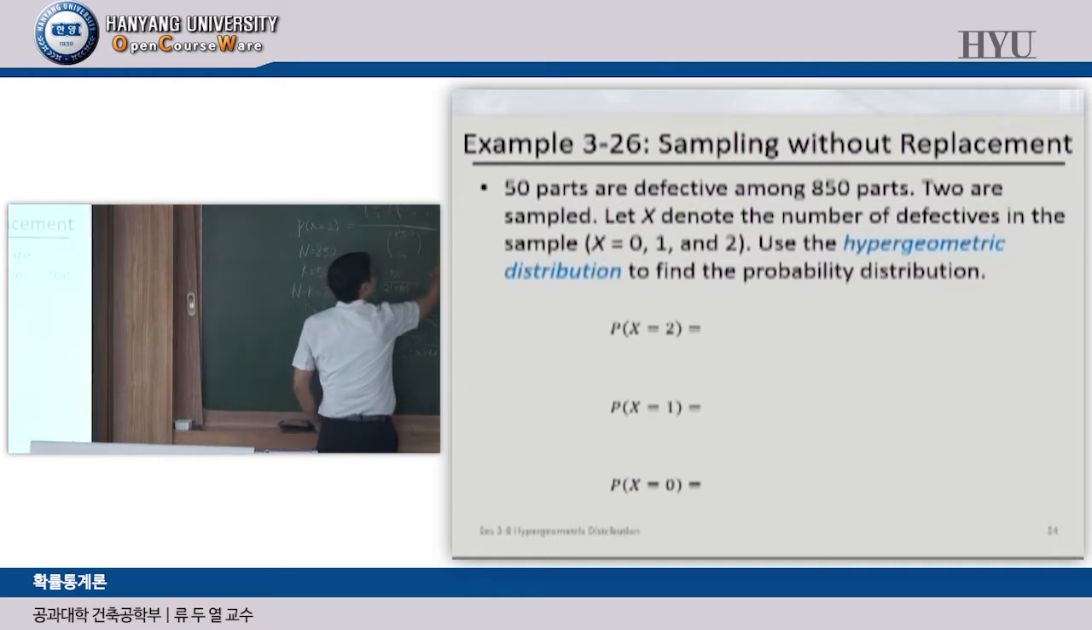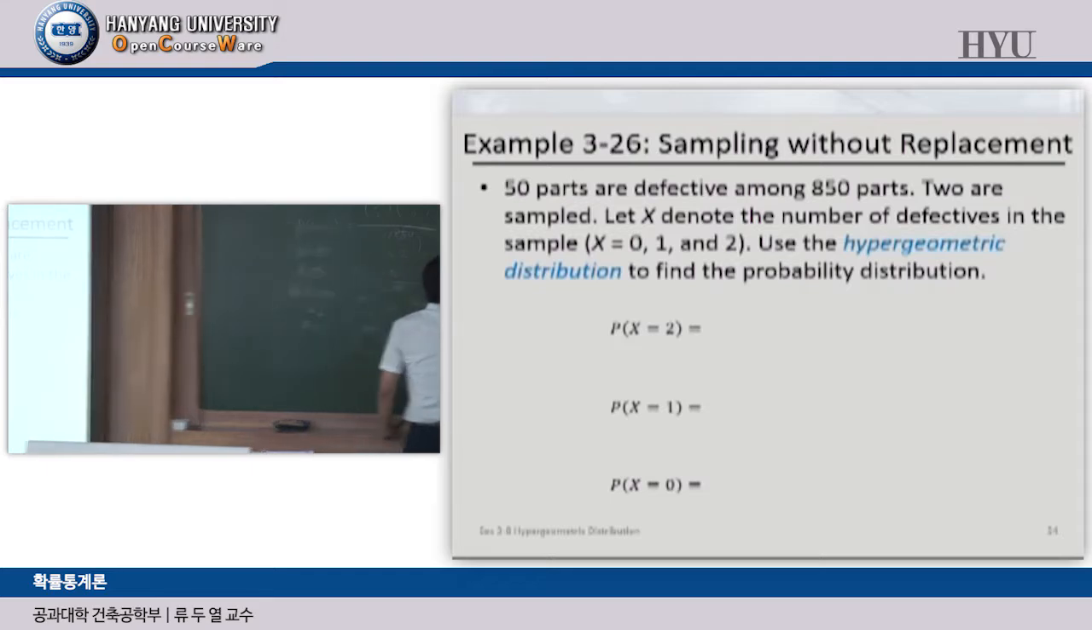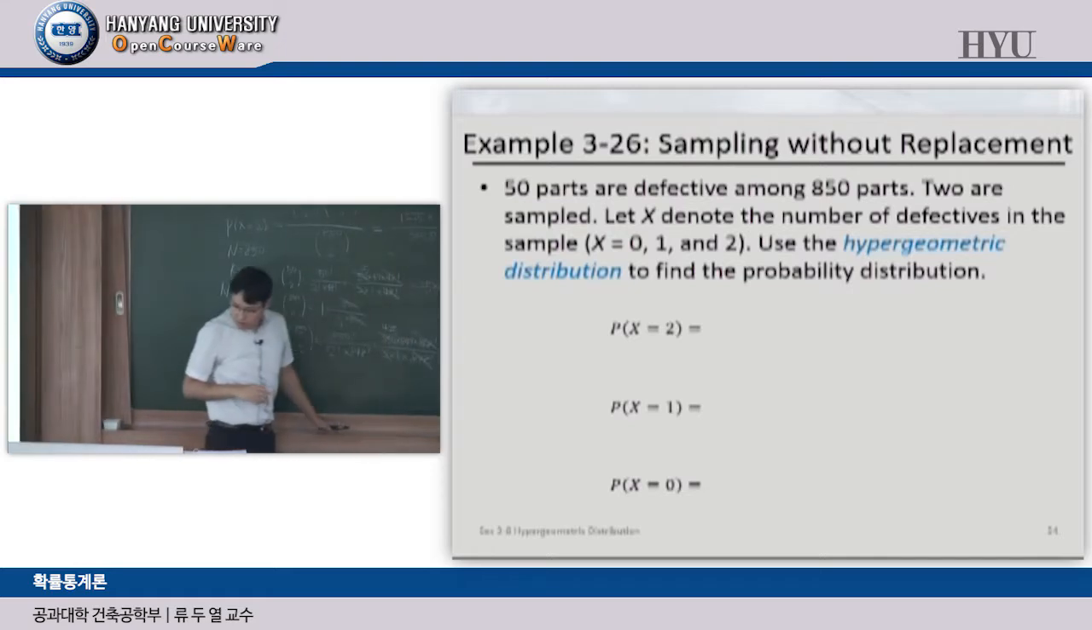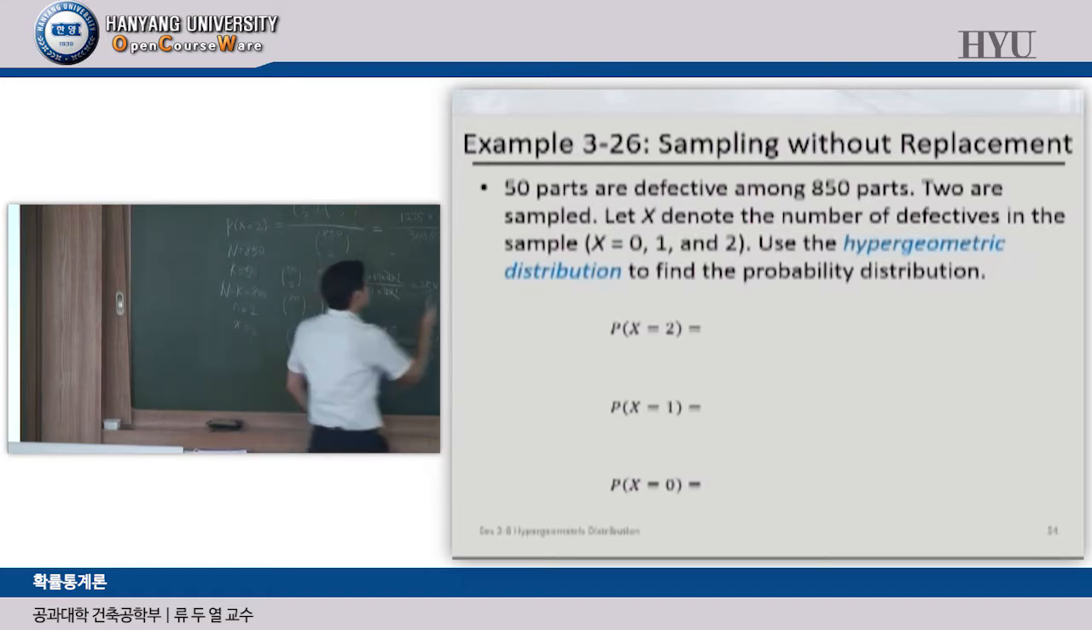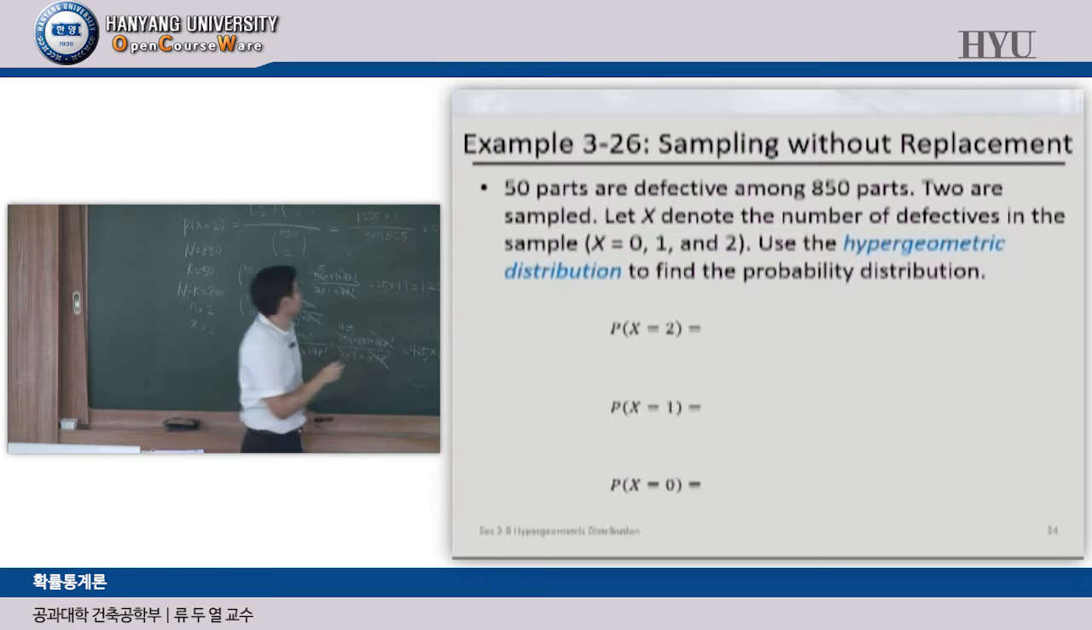So this will be 1,225 multiplied by 1 over 360,825. That equals 0.003.